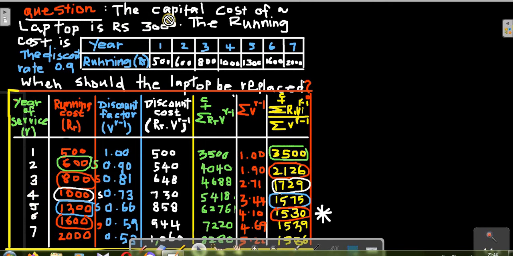The capital cost given to us is 3000. The discount rate is 0.9. The maintenance cost is given like this: first year 500, second year 600, third year 800, like that, up to the seventh year 2000. Our aim here is to find when the laptop should be replaced, which year we have to replace the laptop. That is the question given to us.